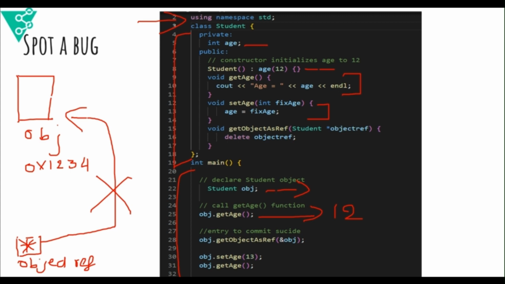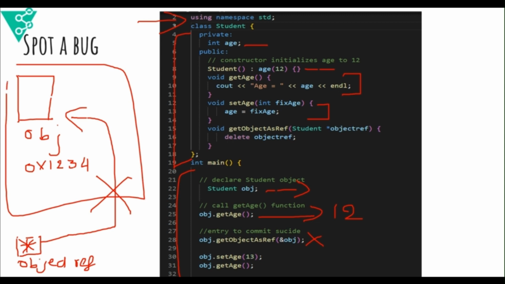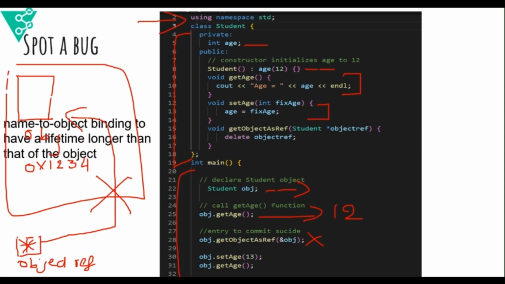Now, so you have deleted with this statement. And what happens with obj.setAge? Where is the obj? The obj is dead. This obj has expired, right? So it is being deleted forcefully. So what are you doing? Your binding still exists, but your object itself doesn't exist. All right, so that's the explanation of it. And now the name to object binding has a lifetime longer than that of the object, right? So your object is dead, but the name binding still exists.